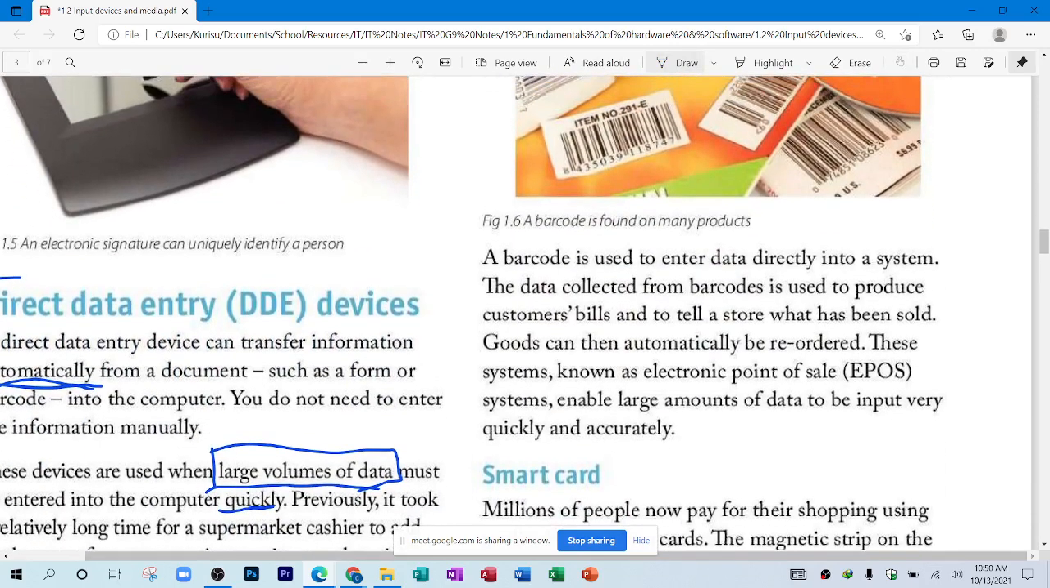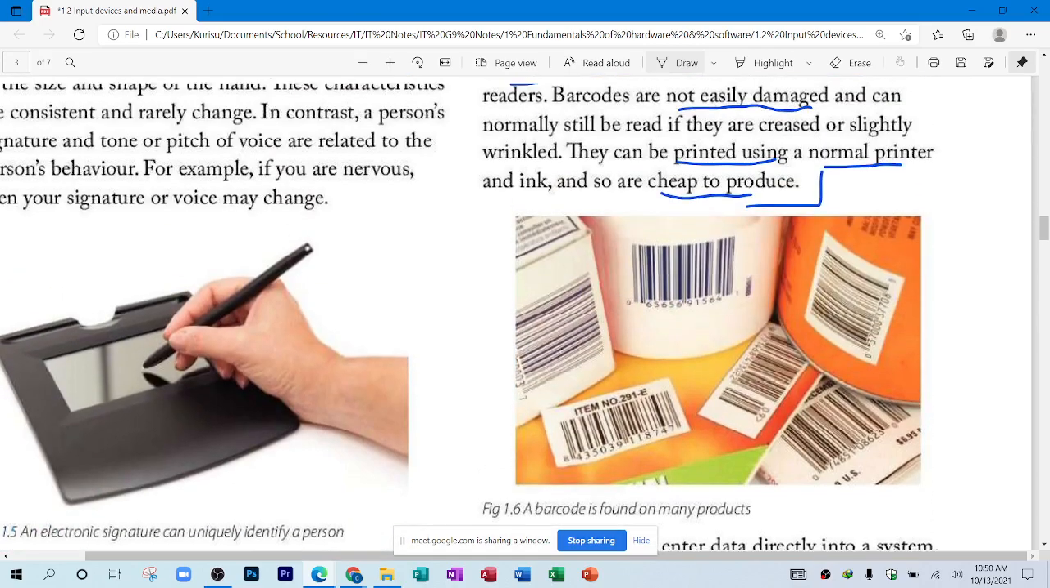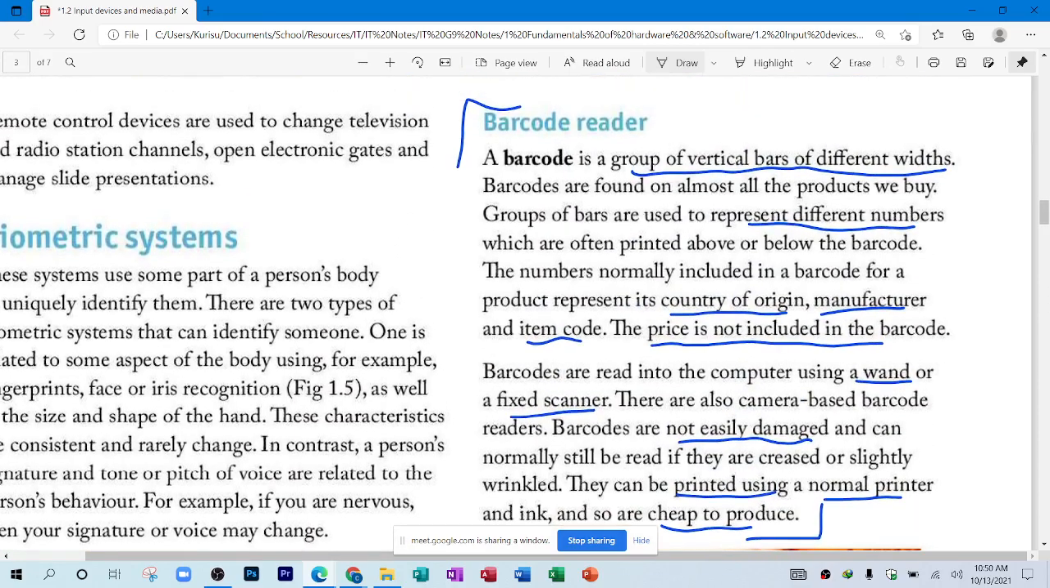All right. We'll come to that paragraph just now.